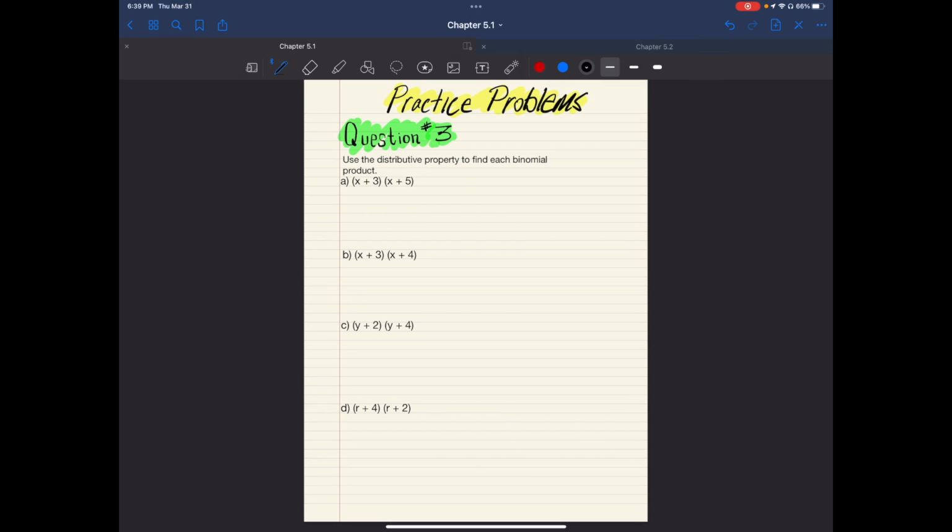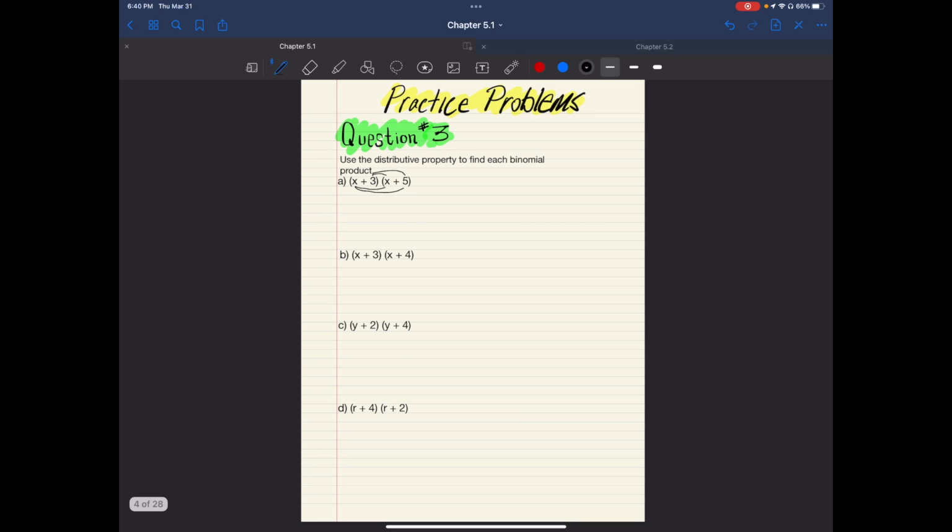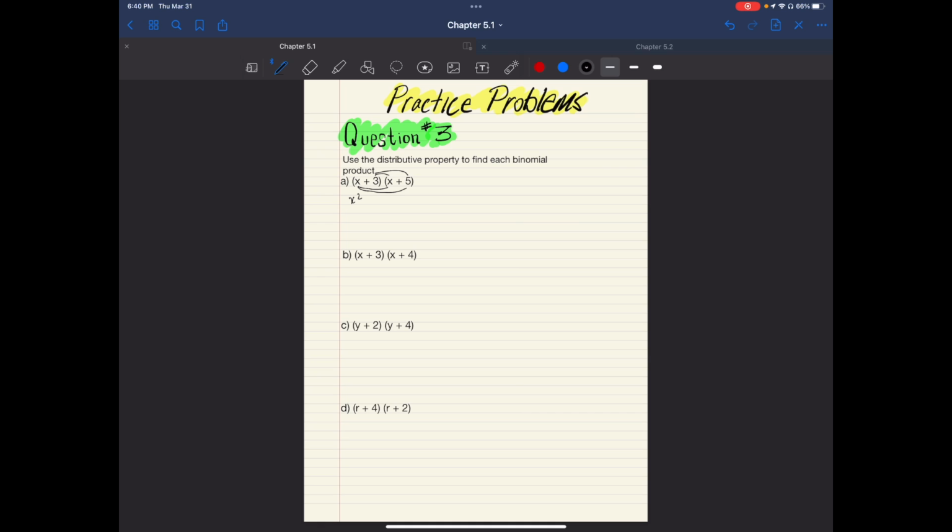So, question 3. Use a distributive property to find each product. Okay, so this is all just going to expand. So x times x and x times 5. We're going to do 3 times x and 3 times 5. So we get x squared plus 5x plus 3x plus 15. Now if we simplify this by collecting like terms, x squared plus 8x plus 15.